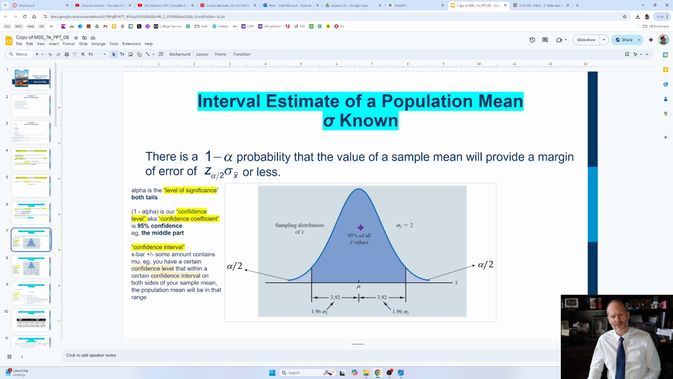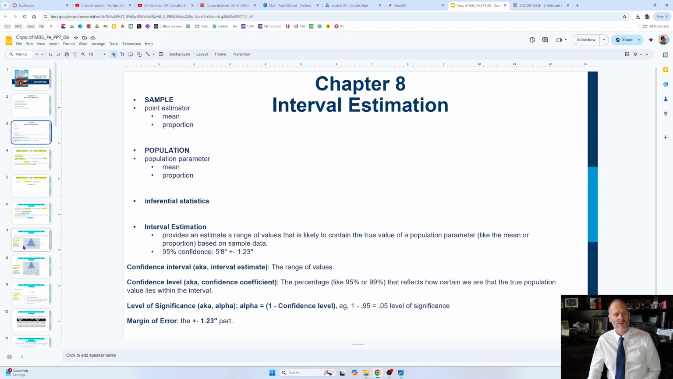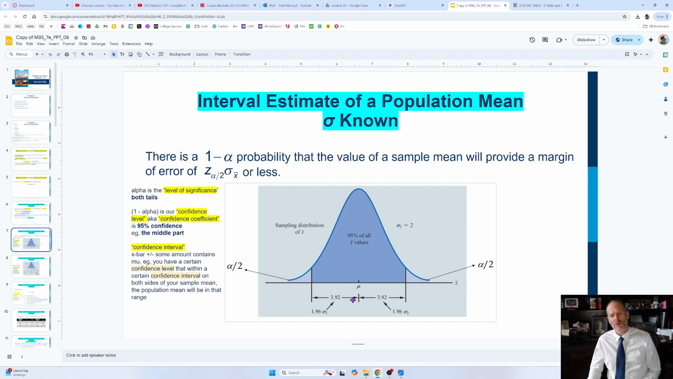So our confidence level is at 95% right here. Our alpha is 5%, and half of the alpha is right here, and half of the alpha is right here. So you split alpha in each tail. The 95% confidence level or confidence coefficient is where we're hoping the population parameter, for example, the population mean, falls within, based upon our sample estimate, our point estimate, plus or minus our margin of error, right?